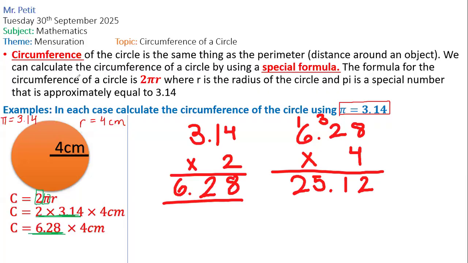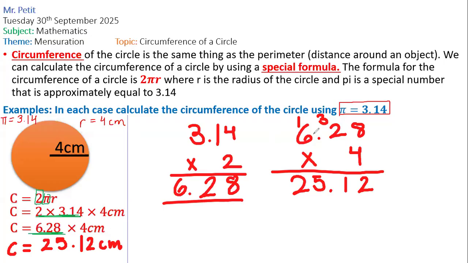And so that means that our circumference, C, is going to be equal to 25.12 centimeters. Do we understand that, class? Let me know if you all understand that first example. Yes, sir. So all it is basically using a formula and substituting and then multiplying. That's basically it. It doesn't get harder than that.